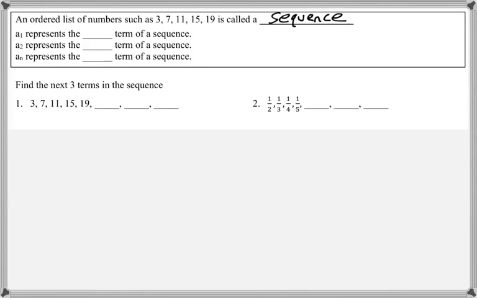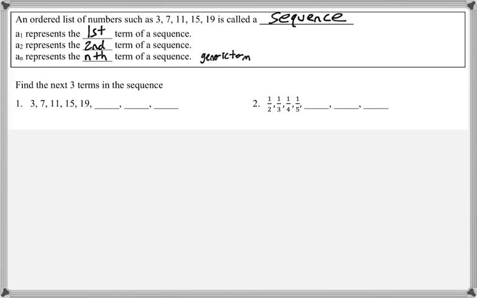And some terminology. A1 represents the first term of a sequence. A2 would represent the second term. And AN represents the nth term. So what that means is that's the generic term. Since n could be anything, it could be any term in the sequence.